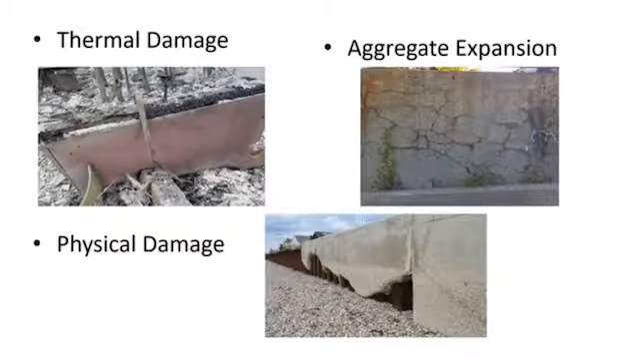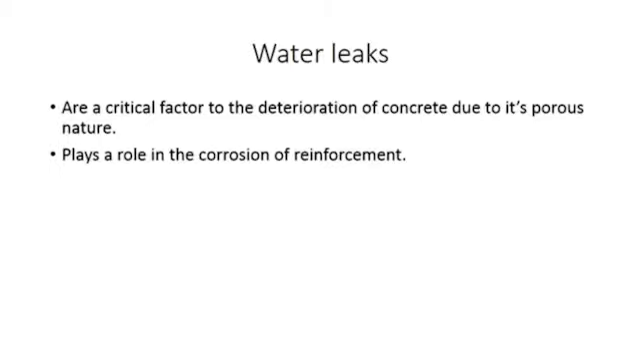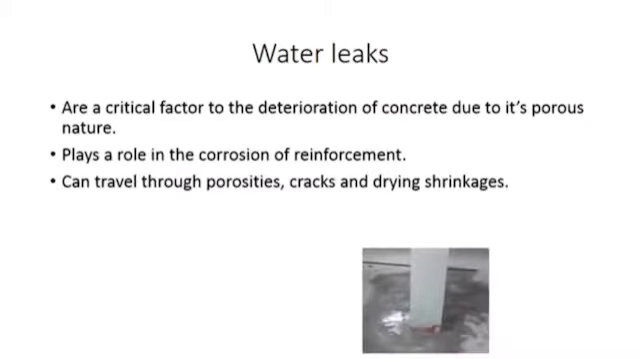Direct physical damage is most commonly caused by abrasion and erosion of the concrete. Continuous contact with moving or still water slowly deteriorates and erodes the concrete. Water leaks are a critical factor to the deterioration of concrete due to its porous nature. Water can also play a role in the corrosion of reinforcing steel, leading to the decrease in bond strength between concrete and steel.